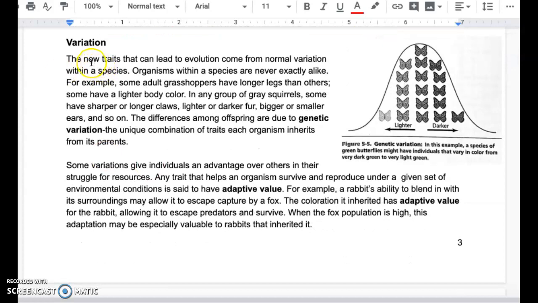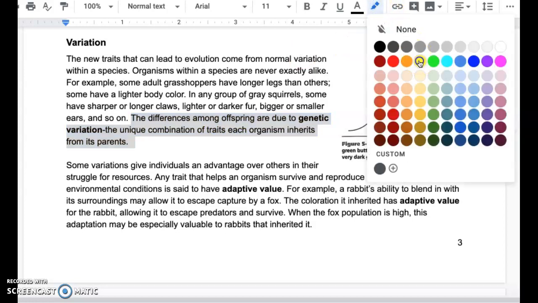Variation. The new traits that can lead to evolution come from normal variations within a species. Organisms within a species are never exactly alike. For example, some adult grasshoppers have longer legs than others. Some have a lighter body color. In any group of gray squirrels, some have sharper or longer claws, lighter or darker fur, bigger or smaller ears, and so on. The differences among offspring are due to genetic information, which is the unique combination of traits each organism inherits from its parents.